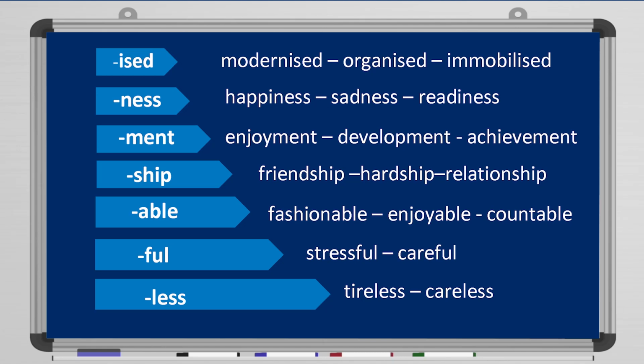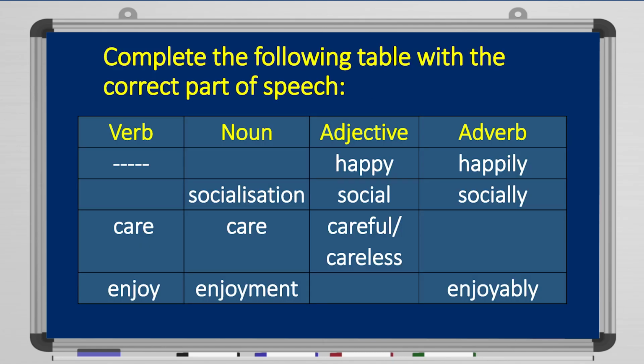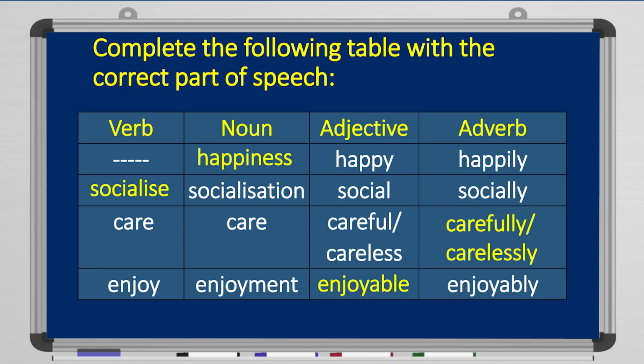Let's take a look at this table and try to do it together. See how we're going to be changing from verb to noun to adjective to adverb. Very easy. Let's look at the first one. Our adjective is happy. If I want to change it into a noun, I would add ness and I would say happiness. Notice if I add ly at the end, it would be happily. So it's the same word, happy as an adjective, happiness as a noun, and happily as an adverb.